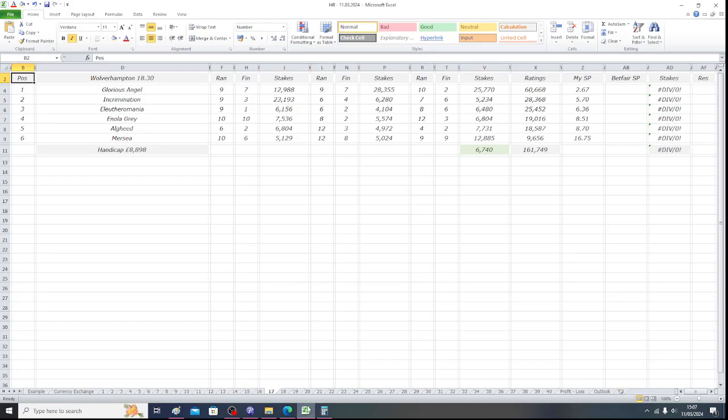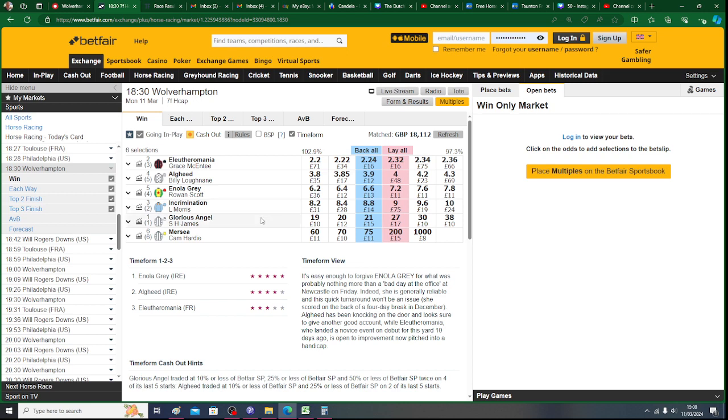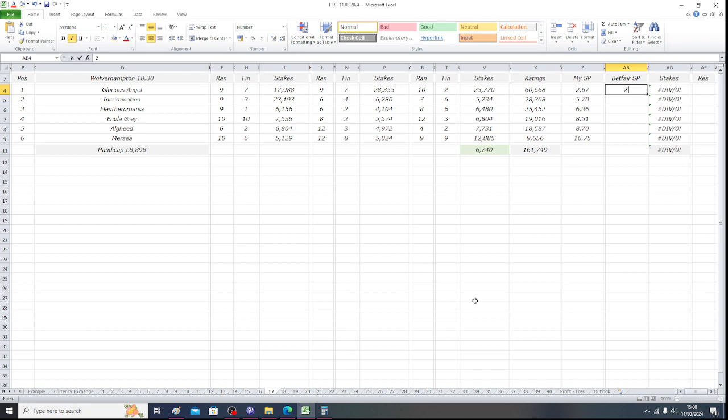And our top selection is Glorious Angel. Now, Glorious Angel is trading at the moment at 21, so a big outsider. 102.7 is the overround, so it will get slightly better, and Glorious Angel with it just creeping out to 22. So, the stakes: £4.55 at 22 SP will give you a return of £100.